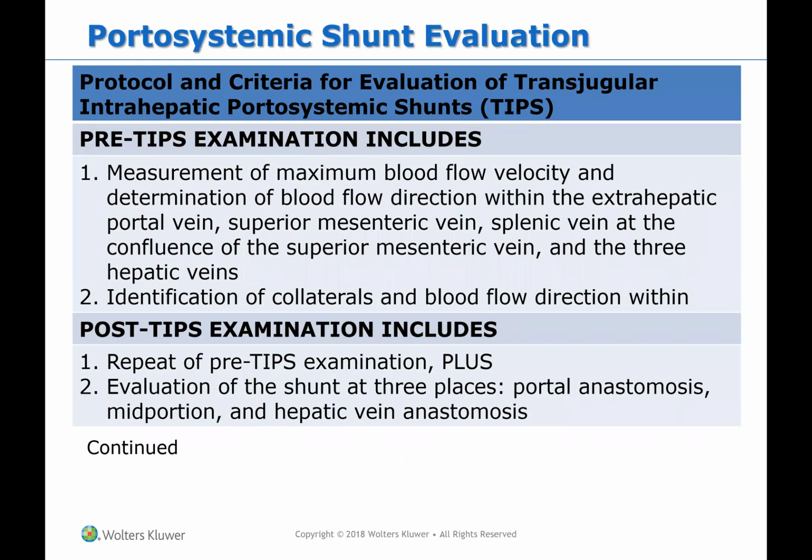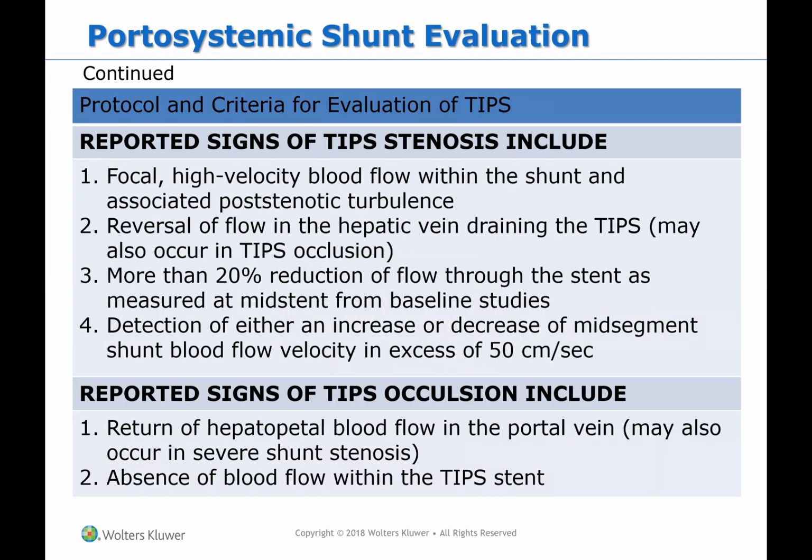So our pre-TIPS examination includes measurement of the maximum blood flow velocity and determination of the blood flow direction within the extrahepatic portal vein, SMV, splenic vein confluence, and identifying collaterals and blood flow direction within. And then post-TIPS, you do the same thing, plus evaluate the shunt in 3 places. And usually, if you are working in the hospital, they'll show you how to do this. And then I always had my little protocol written down. And then I got pretty used to it and was able to just remember what to do. And that goes for all your protocols.